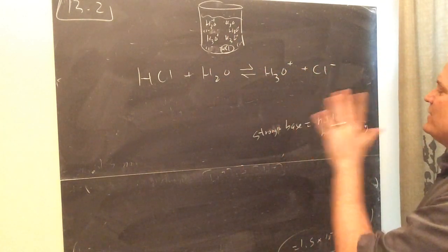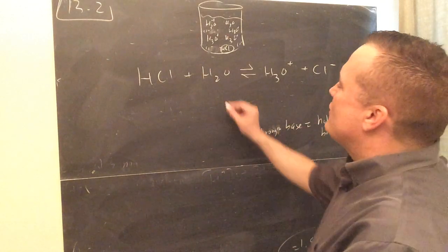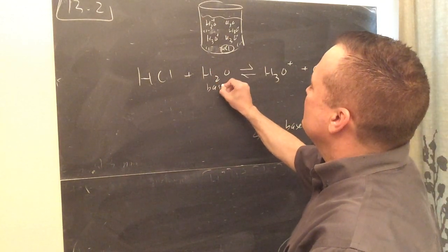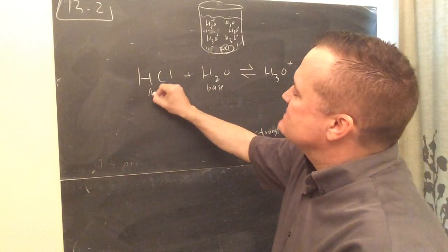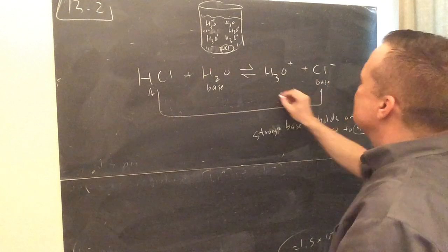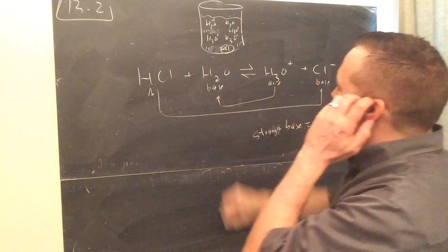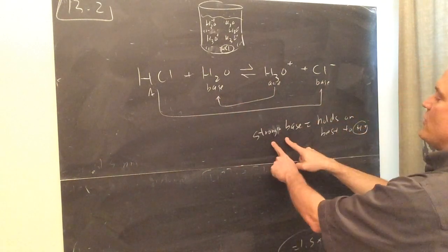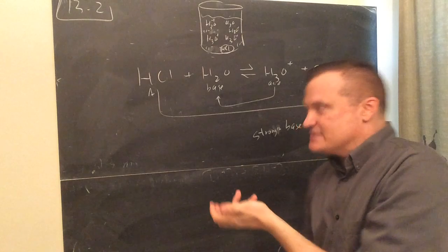Okay, now here's the deal. So who are the bases in this system? The bases are actually water and chloride. How do you know that? Because this is an acid, and that's its conjugate base. This is an acid, and here's its conjugate base. So between the two bases, who is the stronger base? It's the one that is better at holding on to H plus.